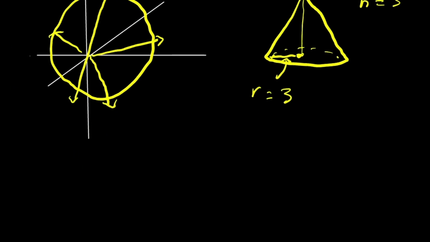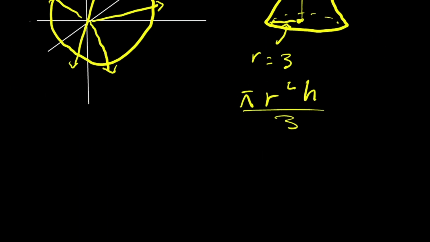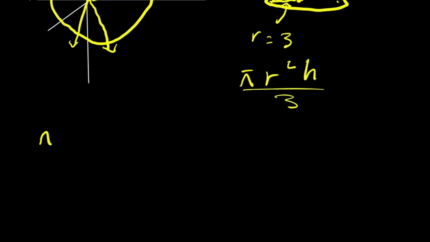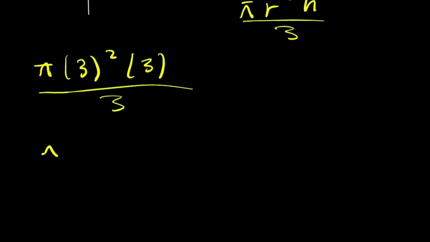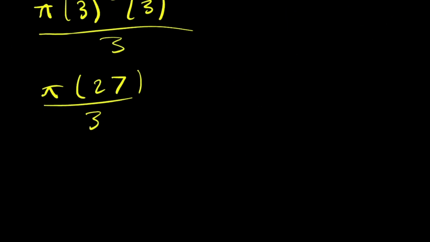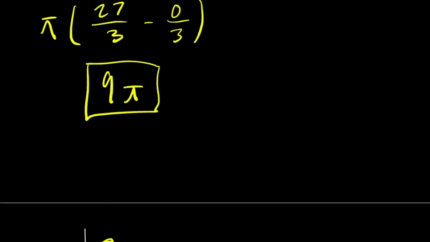The formula for the volume of a cone, let's see if I remember this. I think it's just pi r squared h over 3, I believe. So we have pi r squared times h, which is also 3, over 3, pi times 27 over 3. So we get 9 pi, again, just by using geometry. We get the same answer.